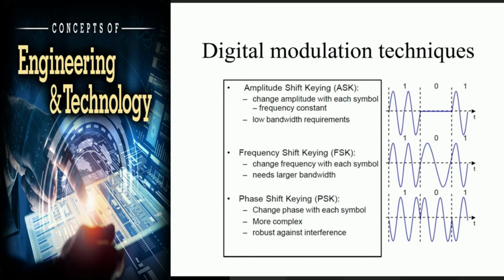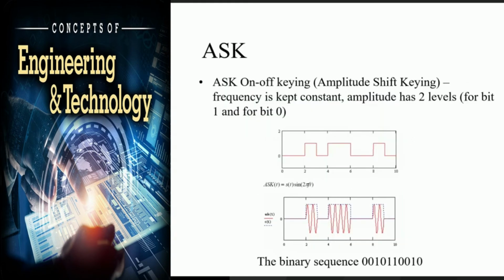This is an example of how the digital modulation techniques happen. This is amplitude shift keying. You can look at this information, how the on-off keying is happening. There are two levels: ones and zeros.